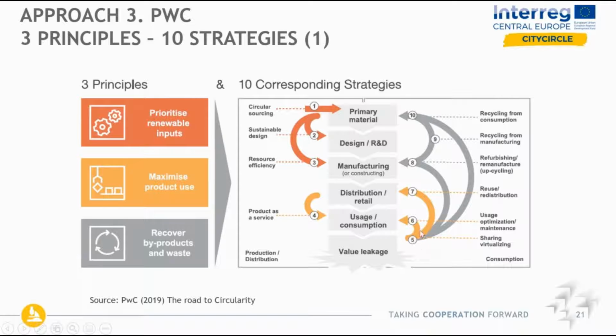You have the sharing here. You have the optimization, the maintenance, the repair, the reuse. You will refine this. And recover the byproducts and waste, typically recycling from consumption, recycling from manufacturing, refurbishing, remanufacturing. So you find the typical approaches, but it's interesting to have it broken down, be it by PricewaterhouseCoopers or by Accenture, into very specific steps which can be relevant to any business.